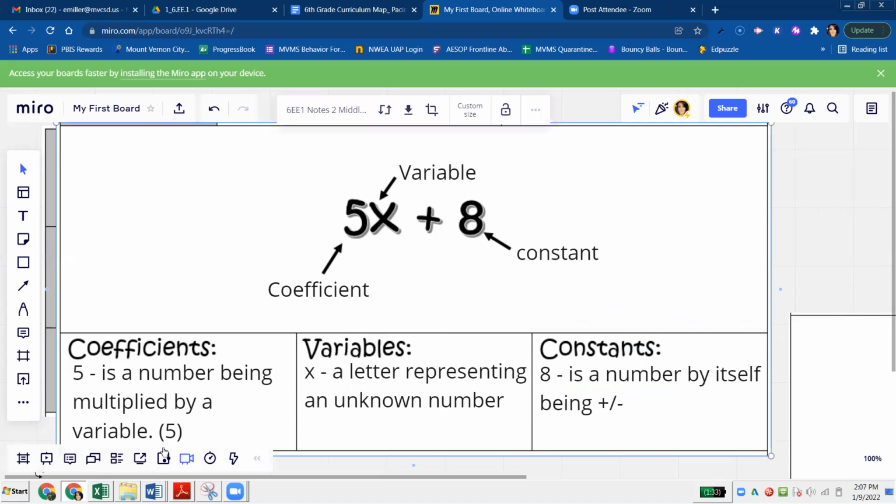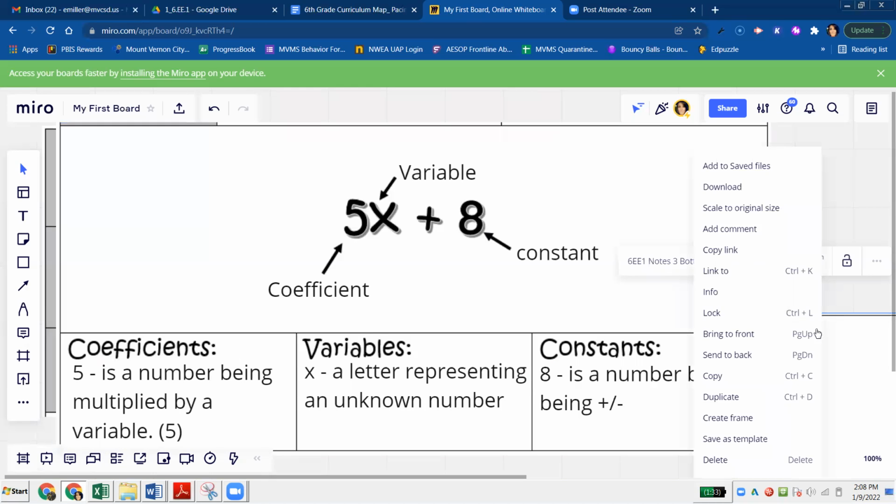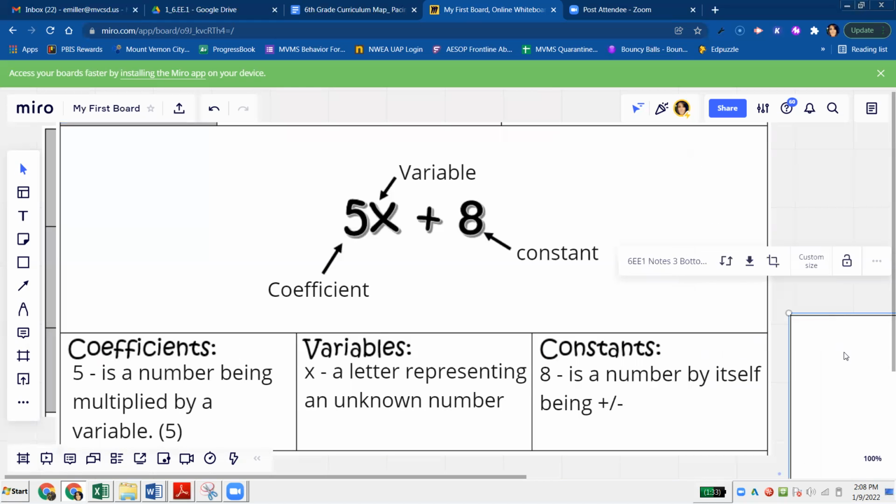All right, so we've got 5 being the coefficient, x is the variable, because the coefficient and variable are always touching or multiplying. There might be a dot here, multiplication sign, or just touching each other. And then the constant is a number that's being added or subtracted. It can have a plus sign or a minus sign right there. And then it is by itself. It's not with another letter. It's not being multiplied by another letter.